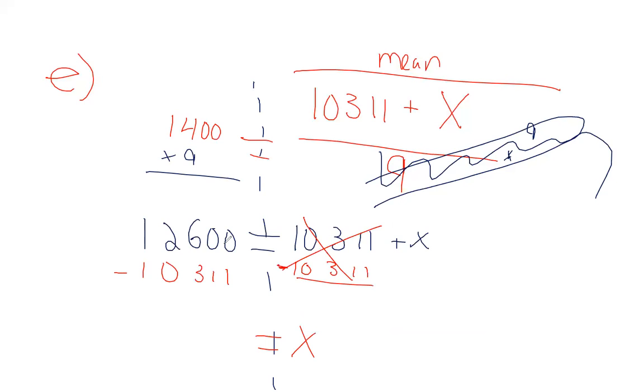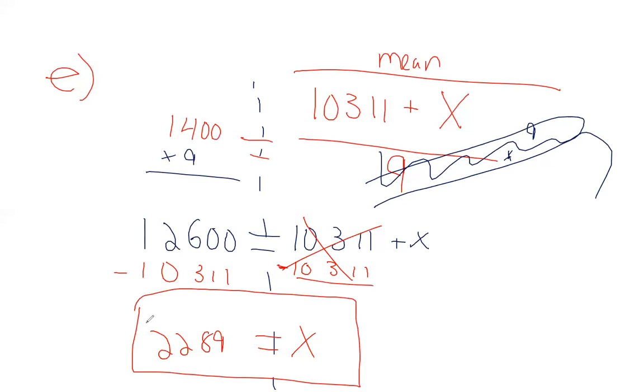So minus 10,311. And then that tells me what the PFD would have to be in 2018 so that we could average $1,400 for that period. So that's what the PFD amount would have to be in 2018 to have a 1,400 average.